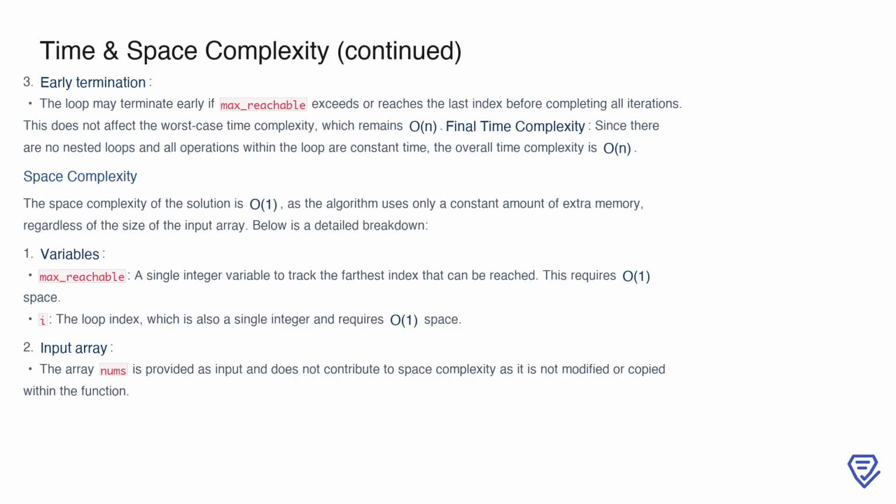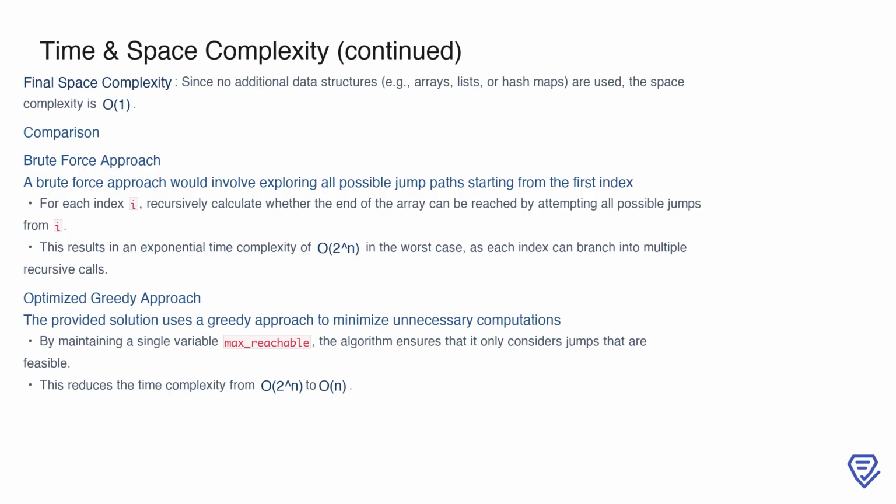Moving to space complexity, this solution is highly efficient, using only O(1) space. We achieve this by relying on a few variables: the loop index, which tracks the current position, and max_reachable, which tracks the furthest index we can reach. Both of these are simple integer variables, needing constant memory regardless of the size of the input array. Importantly, the input array nums is not modified or duplicated, so it does not contribute to additional space usage. Since no additional data structures like arrays or hash maps are used, the final space complexity remains O(1). This simplicity in memory usage makes the algorithm extremely space efficient.